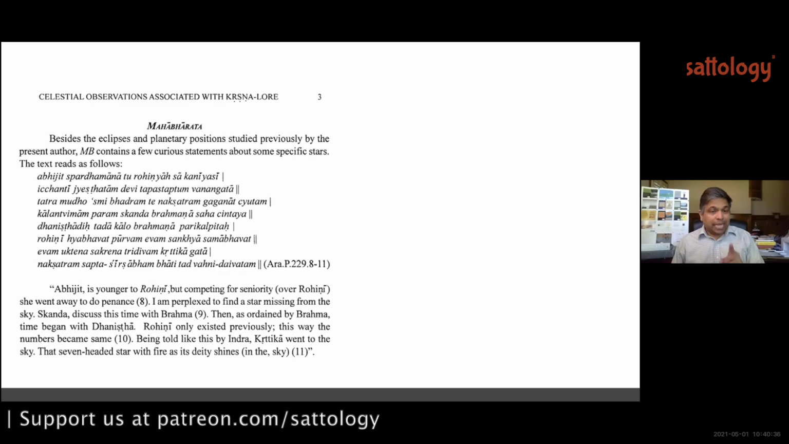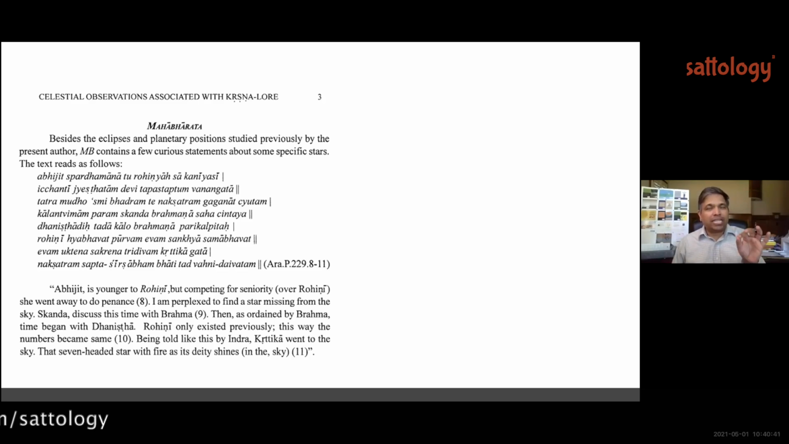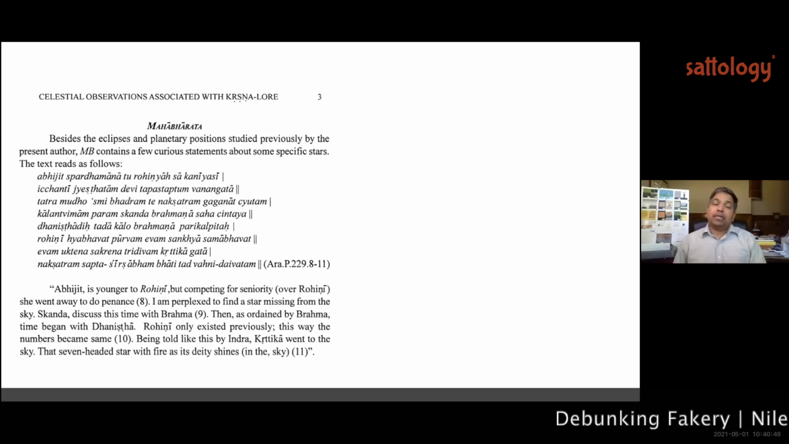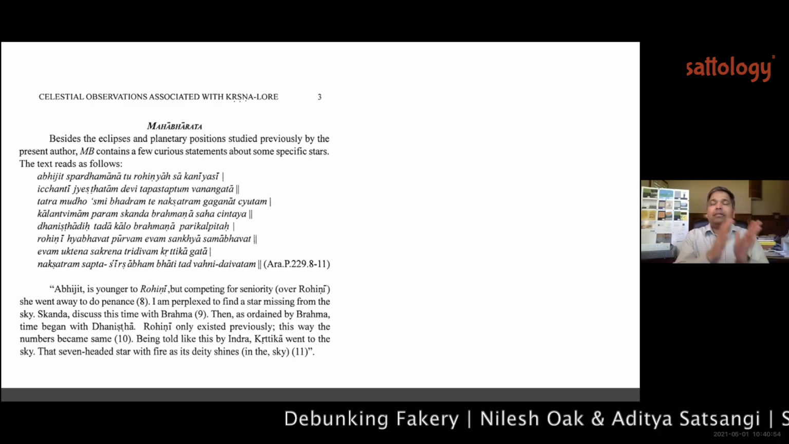I am perplexed. Actually, he has not translated the word vana there. Vana means forest. Vana means water. Vana means like water in the sense of a rain, and it can mean a few more things. Okay. I am perplexed to find a star missing from the sky. Okay. This is Indra telling Skanda.